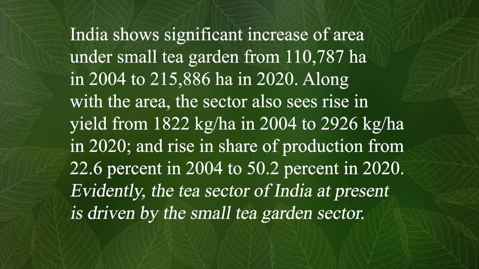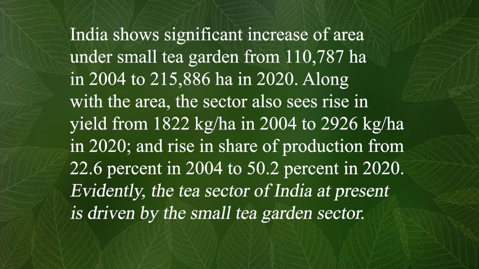India shows a significant increase of area under small tea gardens. If we look at the data for 2004, then we will see that it was very little, and then it has increased enormously to over 2 lakh hectares in 2020. So not only are these small holding tea gardens increasing their acreage, they are also contributing to a large extent to the total production, and most importantly, they are contributing to the increase in productivity.